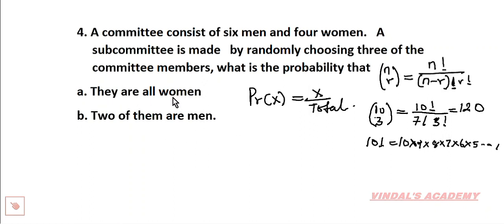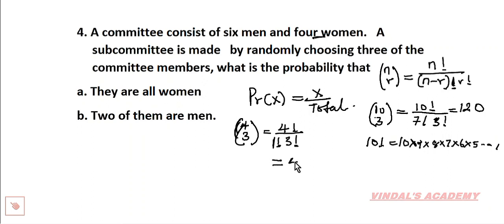That they are all women. So how do you choose a woman? In this case, since we have 4 women and you are choosing 3, choosing is going to be 4 combination 3. Sorry for that. 4 combination 3, which is going to be 4 factorial all over 4 minus 3, which is 1 factorial. Then 3 factorial.